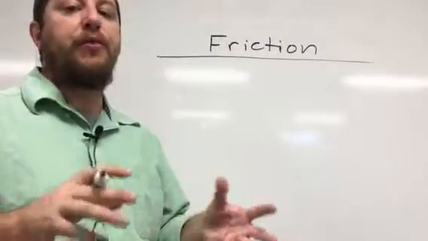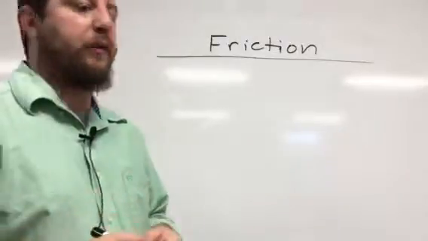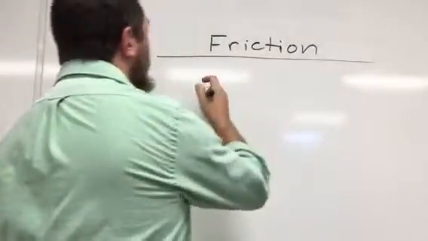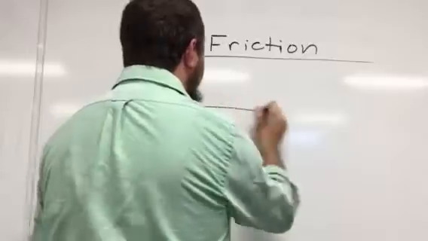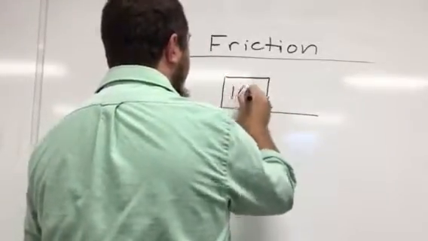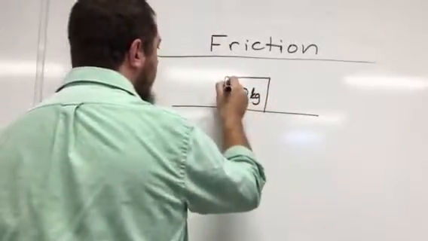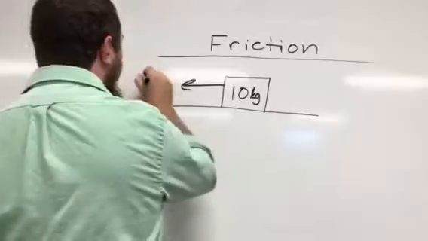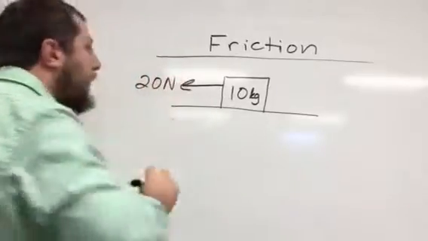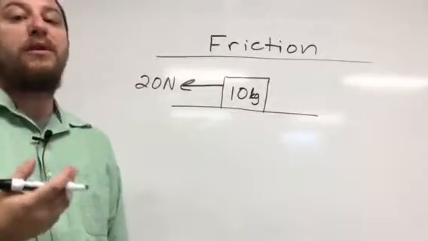Whereas imagine two rough concrete surfaces grinding against each other, that would be close to a mu of 1, all right? But let's imagine this situation where, let's say that I have a 10 kilogram box and I'm pulling this box across the floor with a force of 20 newtons, okay? So I'm pulling this box across the floor with 20 newtons, but the floor is no longer smooth.